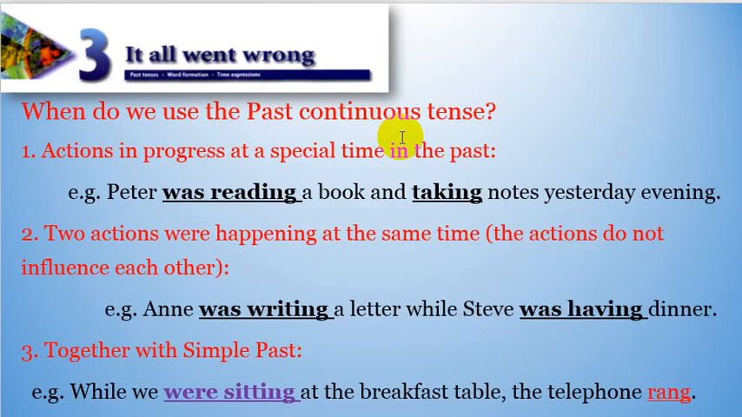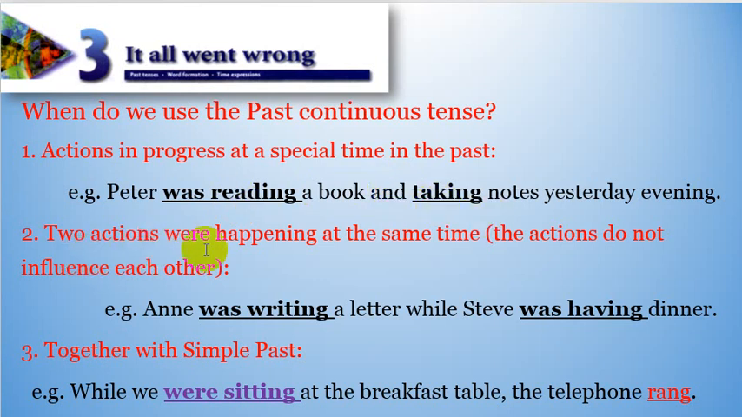Now, when do you use the past continuous tense? First, when we talk about actions in progress at a special time in the past. Example, Peter was reading a book and taking notes yesterday evening. Reading a book and taking notes took a long time. It's right that it was yesterday, but it took a long time. So we use the progressive tense, was reading and was taking. But we didn't repeat was here because of the and, the conjunction. So we do not need to repeat was, okay?